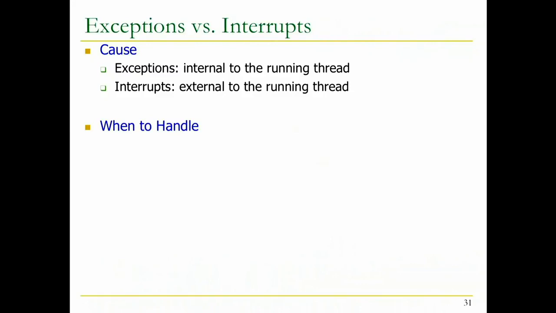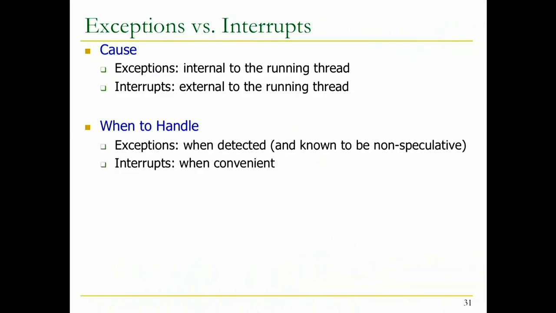If you get an exception, you'd better handle it when you detect it. If you're dividing something by 0 and you don't handle it at that moment, and you know that it's a true divide by 0, not one that happens on a speculative path because you predicted a branch incorrectly, then you'd better handle it at that moment, because something else may depend on it later on. Whereas with interrupts, most of the time you can handle them when it's convenient to do so.